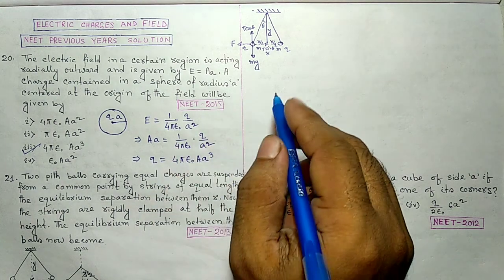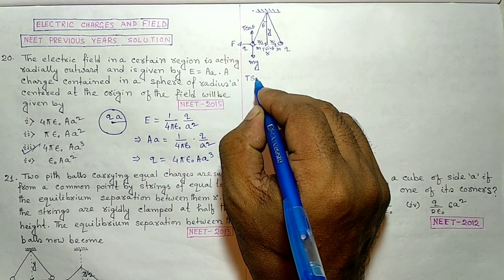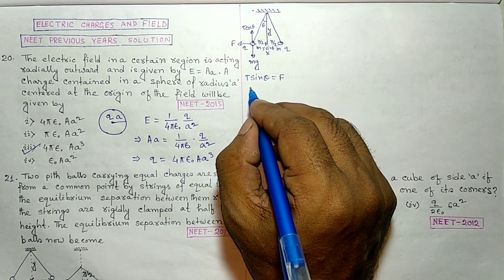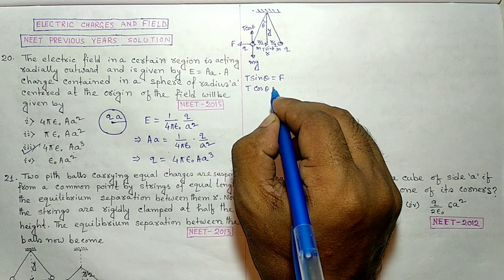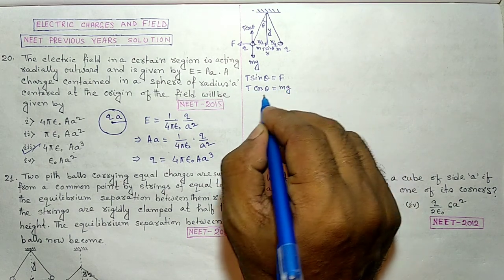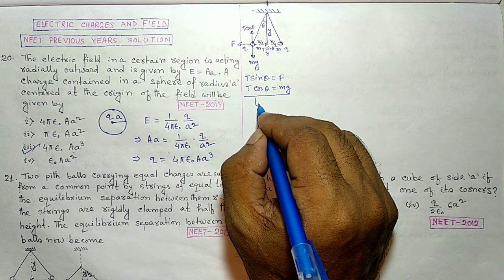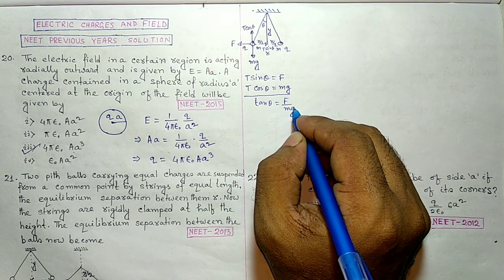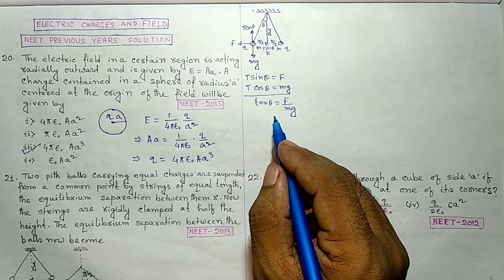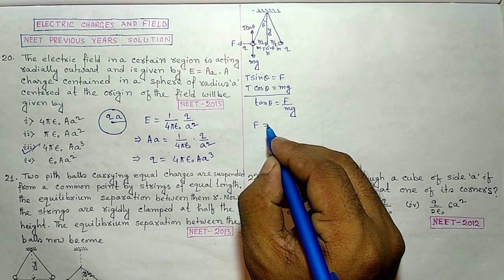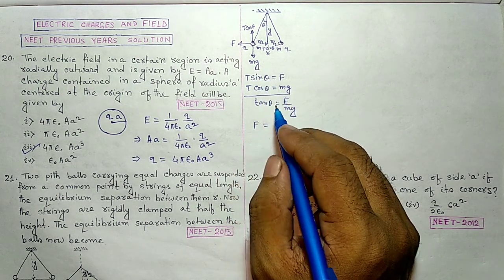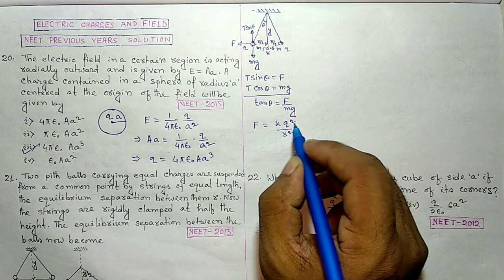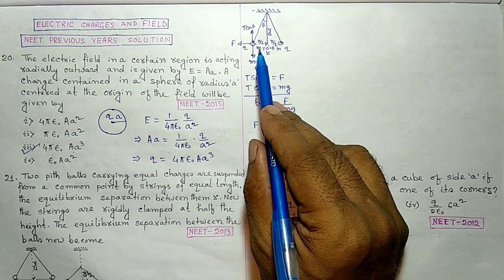Now T sin theta is equals to F and T cos theta is equals to mg. We can write tan theta is equals to F by mg. Now F is equals to electrostatic repulsion. This is k q square divided by r square. k, q, and r is the distance between them.